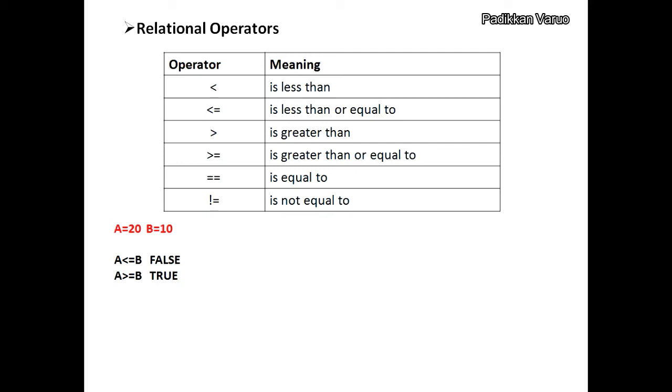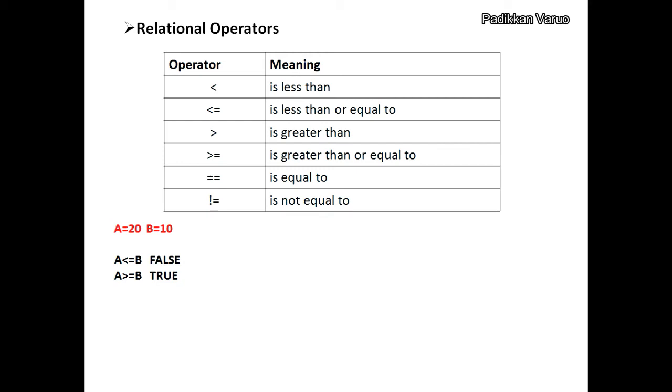So we can take another example. Same as before, we are assigning the two variables a and b. We are initializing a with the value 20 and b with the value 10, and we are making comparisons, right? In the first case, we are comparing 20 less than or equal to 10, whether the statement is true or false. It is definitely false because 20 is greater than 10. So the first condition will be false.